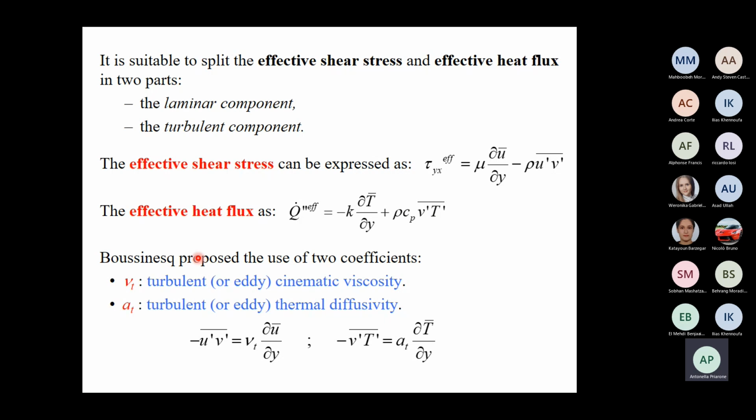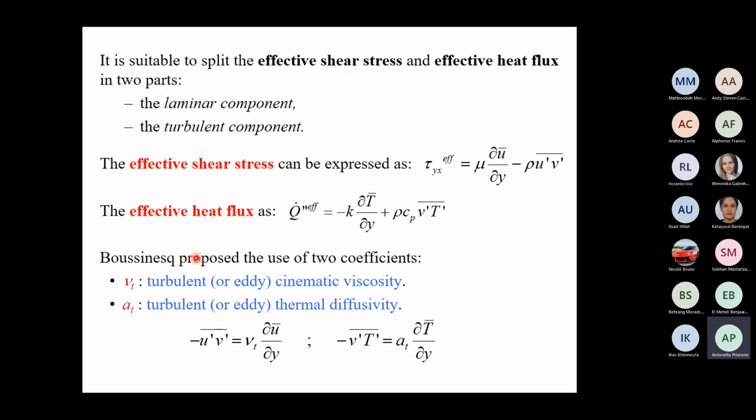Boussinesq, that is another researcher that we will find also when we study natural convection, because we will study natural convection using the so-called Boussinesq approximation. Boussinesq also studied the turbulent flow and introduced new coefficients that he called turbulent kinematic viscosity and turbulent thermal diffusivity, ν_T and α_T.